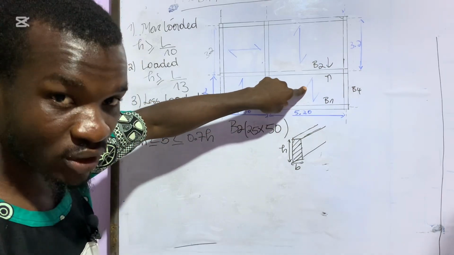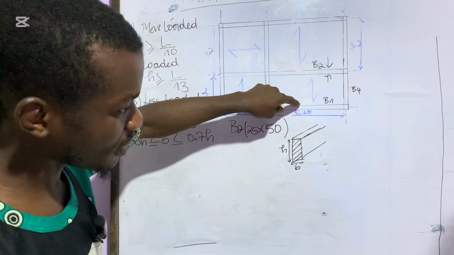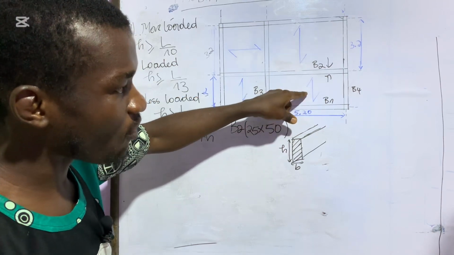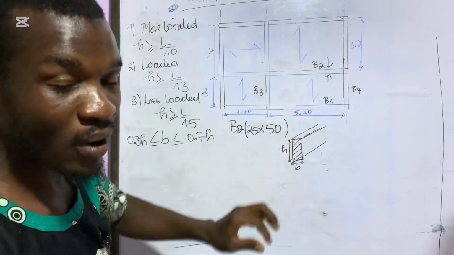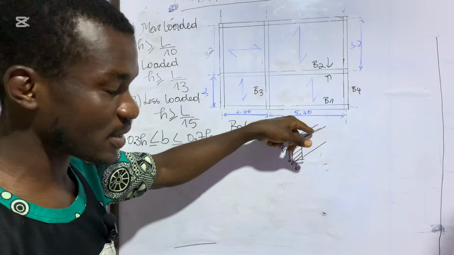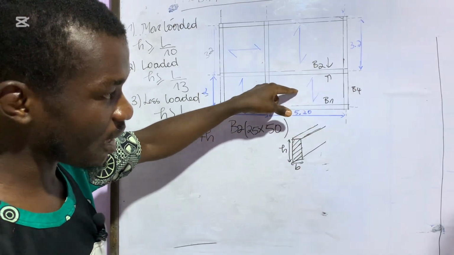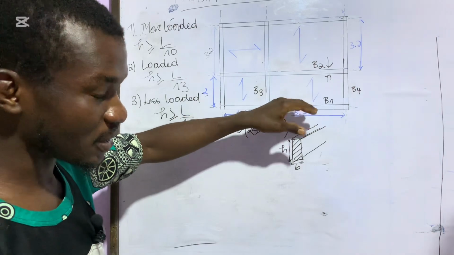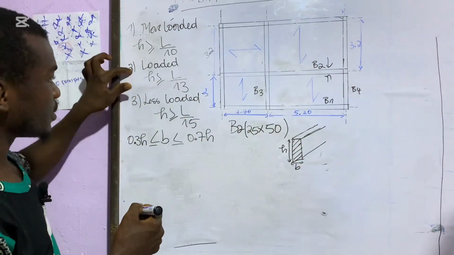From the direction of the arrow of the beam, we can realize that this beam B1 is carrying half of the load of this slab. By consequence, B1 is a loaded beam because there is no other slab on this way or other floor on this way. So B1 is just carrying half of this load on this one side. It doesn't have load on both sides. So it's a loaded beam. So we are in this second case.